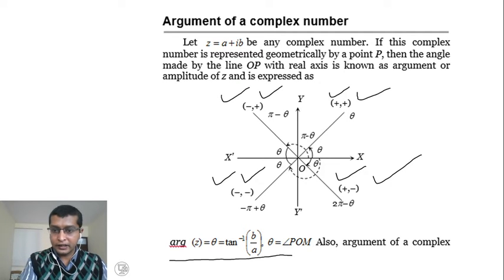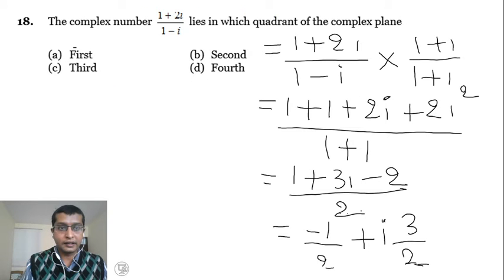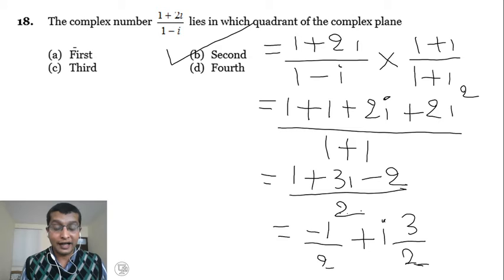First coordinate is negative, and second coordinate is positive, that is, it is in the second quadrant. Therefore option B is the right answer.